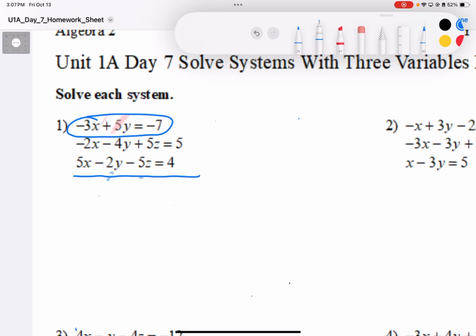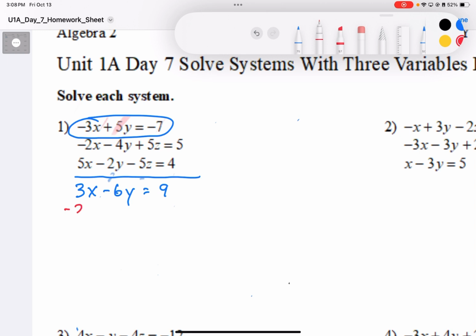So negative 2x plus 5x, that's 3x. Negative 4y minus 2y, that's negative 6y. My z's go away. 5 plus 4 is 9. So now I've got the same thing again. My first equation is x, y and a number, so I'm just going to go ahead and rewrite the first equation right underneath it. So you get negative 3x plus 5y equals negative 7. And I just rewrote the one. That's all I did.